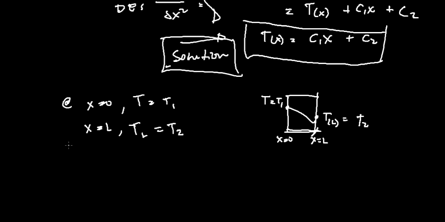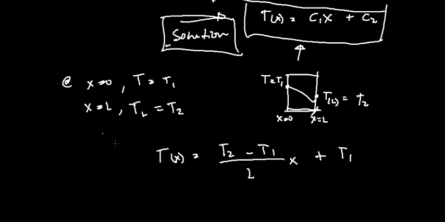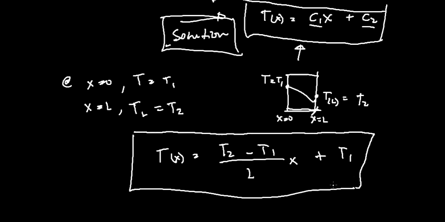That is our boundary conditions. We have two boundary conditions there, and applying these boundary conditions to our above general solution, we can get T(x) equal to (T2 minus T1) over L times x plus T1. Since we have two conditions and two unknowns, C1 and C2, by doing some mathematics on the above equation, we can get the general solution. So we can have this solution.